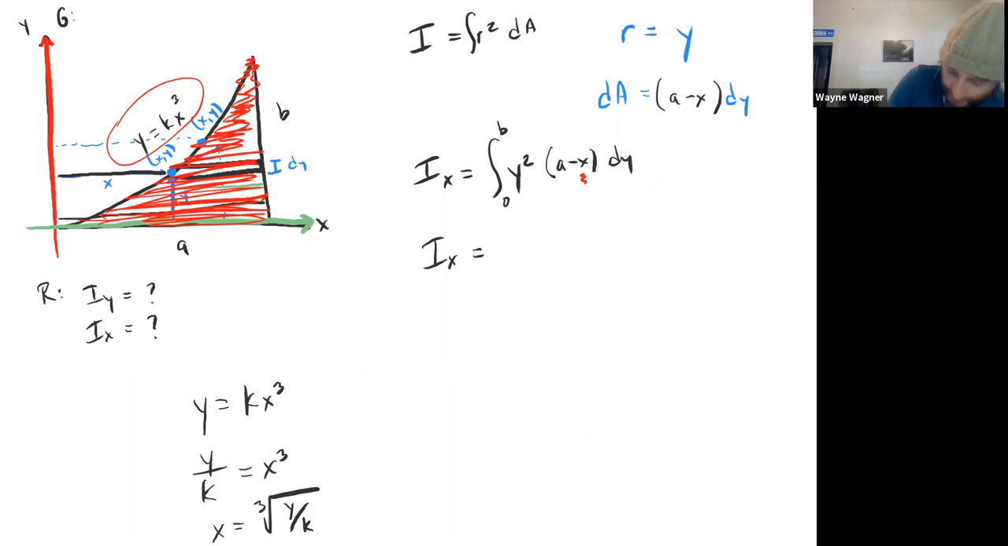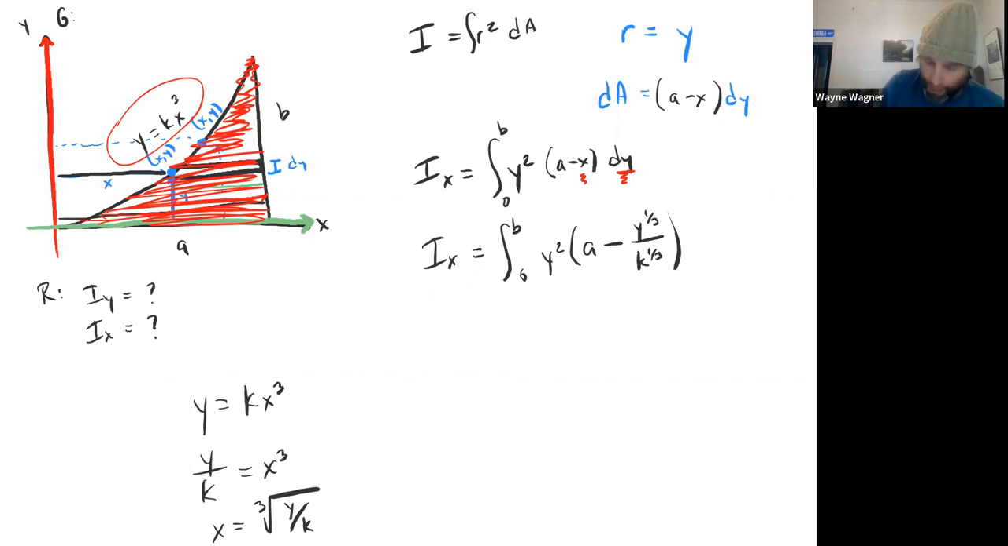Ix equals the integral from b to 0 of y squared times A minus the third root. Now, one thing that I'm going to recommend here when you're doing these derivatives or these integrals, since we're going with respect to dy, is let's get that y and that k separate from each other. So I'm going to use exponents here. So it's going to be y to the 1/3 over k to the 1/3, right?